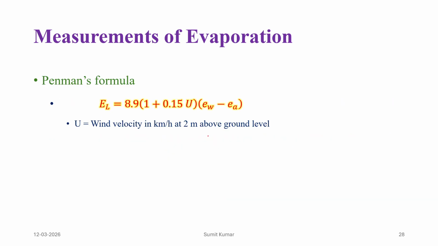Another formula is Penman's formula, which states EL is equal to 8.9 into 1 plus 0.15 U into EW minus EA. Here U is the wind velocity at 2 meters above ground level.